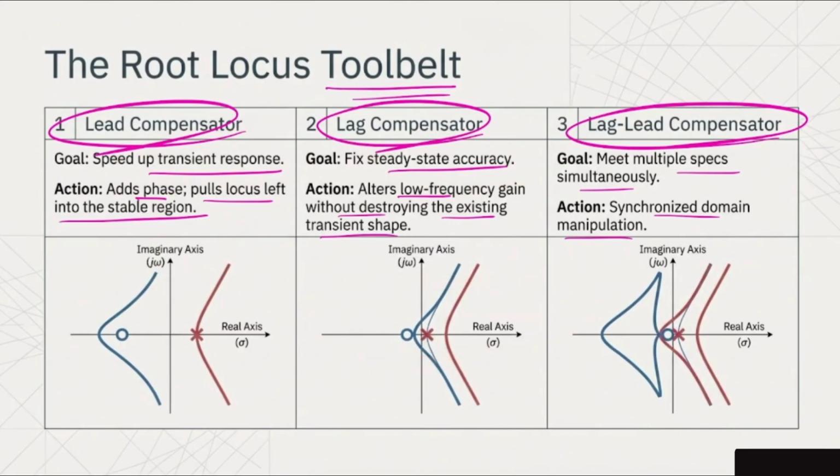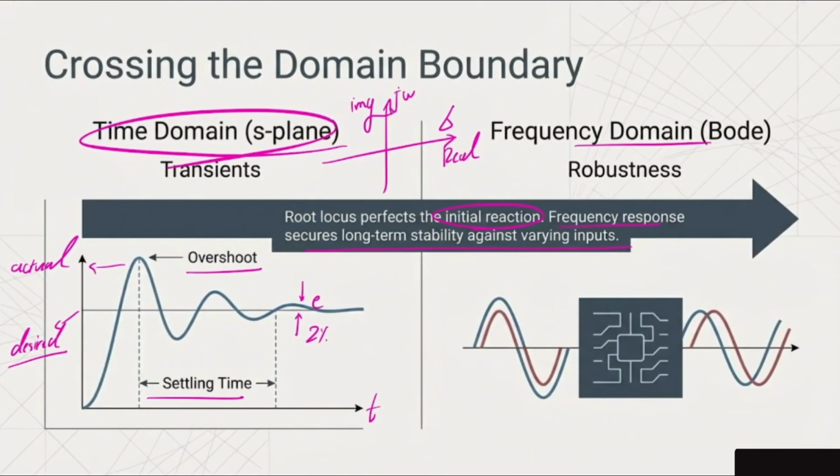On another hand, if you combine your first and second, or lead and lag, you can meet multiple speeds simultaneously and synchronize the main manipulation. So we will talk about all of them in detail.